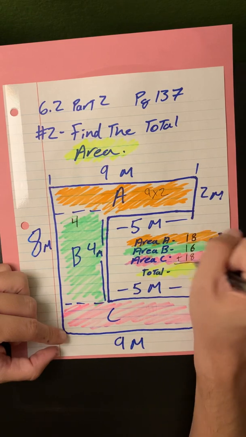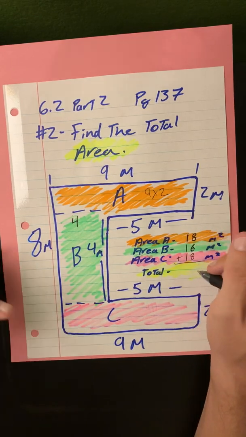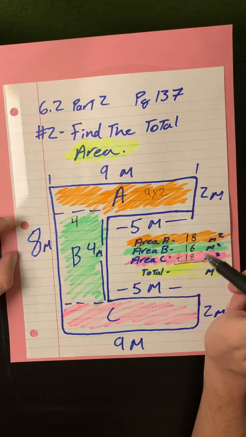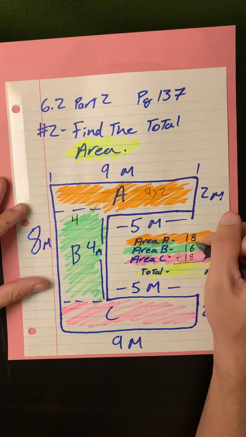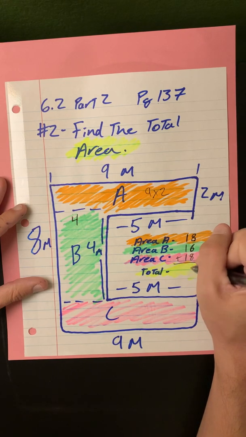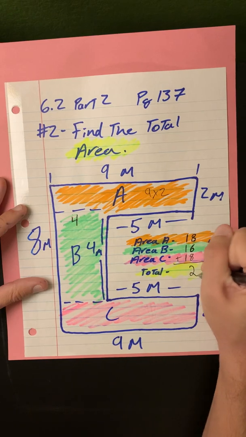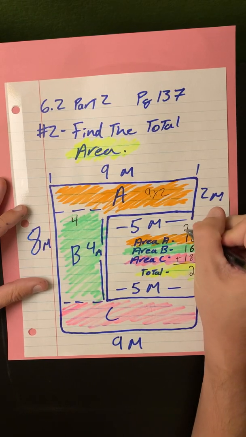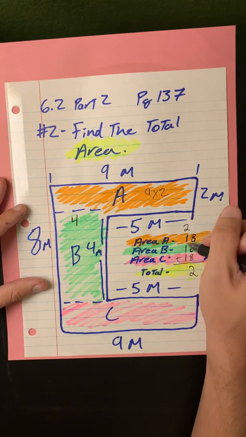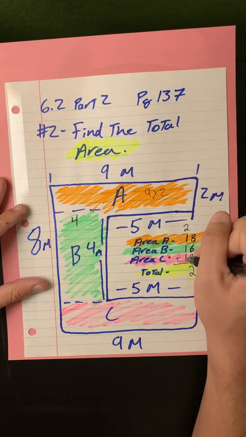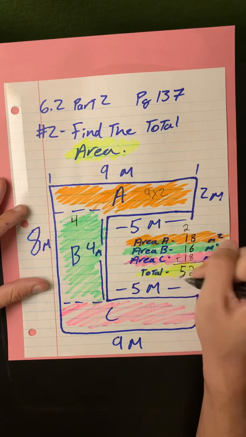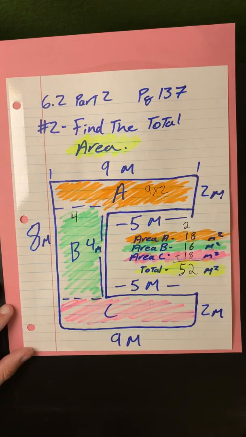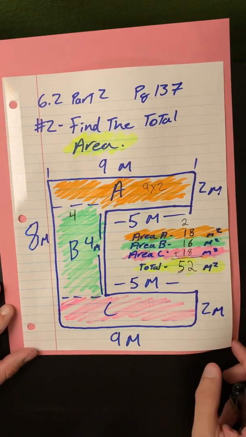Now if I add up all 3 of these, that will give me my grand total area for this shape. So 8 plus 6 is 14. 14 plus 8 is 22. Put my 2 down here in my 1 spot. Carry my 20 into my 10s. 20, 30, 40, 50. The total area for this C shape is 52 square meters.